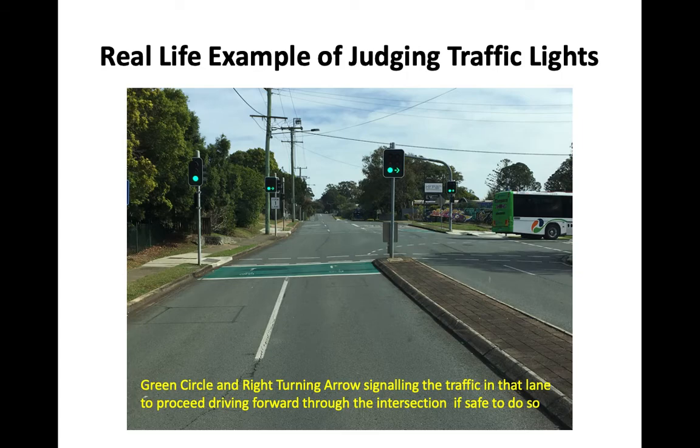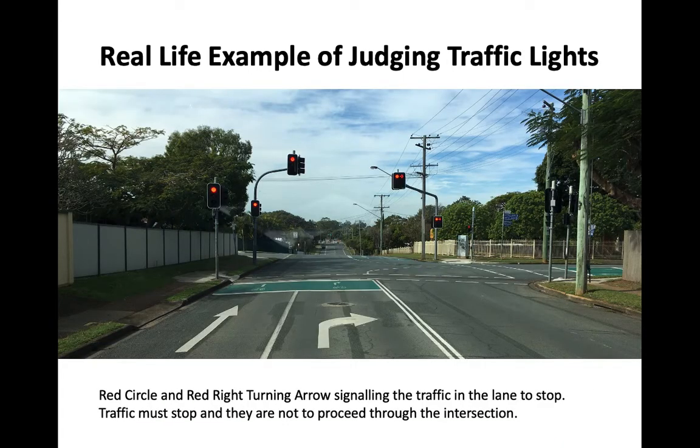In this case, green circle and right turning arrow signaling the traffic in that lane to proceed driving forward through the intersection, a right turn as well if safe to do so. In this example, red circle and red right turning arrow signaling the traffic in the lane to stop. Traffic must stop and they are not to proceed through the intersection.